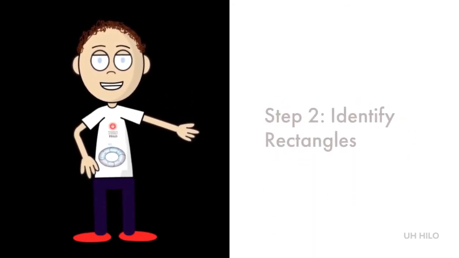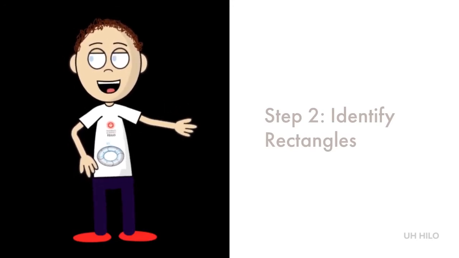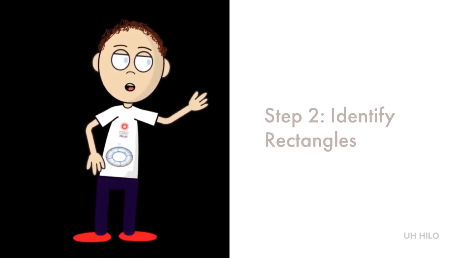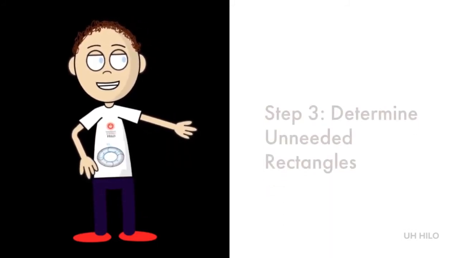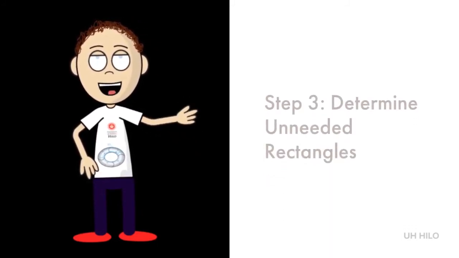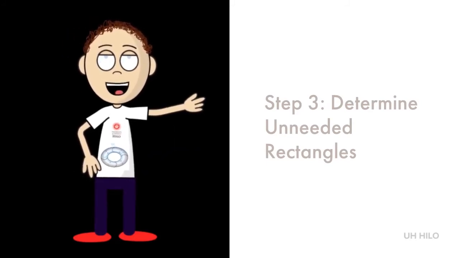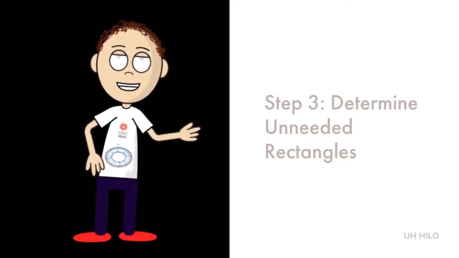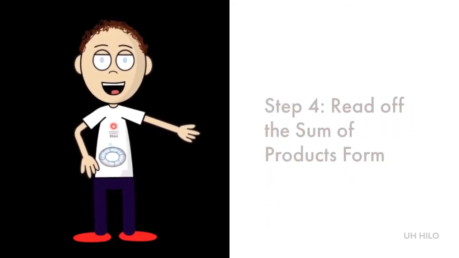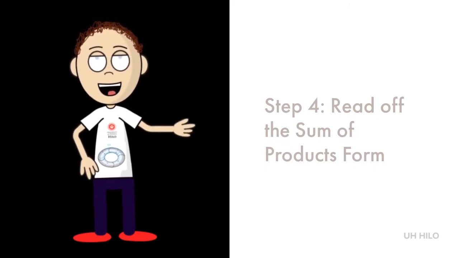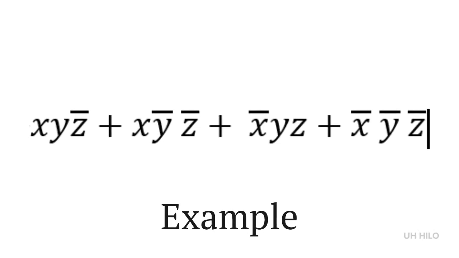Step 2. Identify collections of squares or rectangles on the map, representing product terms to be considered for the simplified expression. Want to find the fewest such rectangles. Step 3. Determine if any rectangles are not needed. A rectangle is not required if it can be deleted and all the ones remain. And if you've got a choice, try to keep the largest rectangle. After you have your required rectangles, you simply read off the sum of products expression. And you're done. Let's take a look at an example.